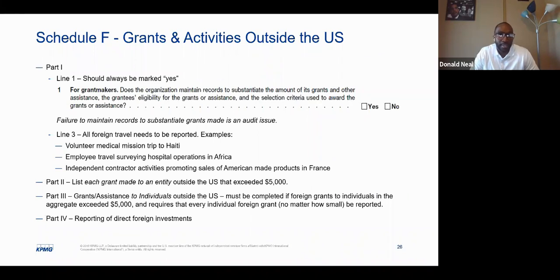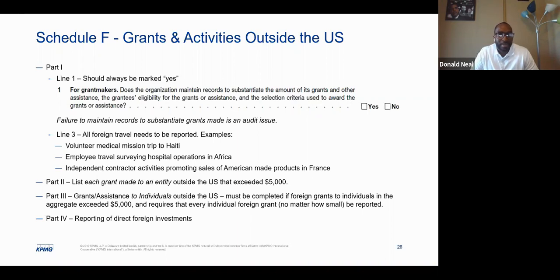Because if you do get audited, it would be an issue if you can't substantiate those particular grants. If you have any foreign travel, line 3 is for all foreign travel needs to be reported here. So, volunteer medical mission trip to Haiti, employee travels serving hospital operations in Africa. So just some examples to think about.